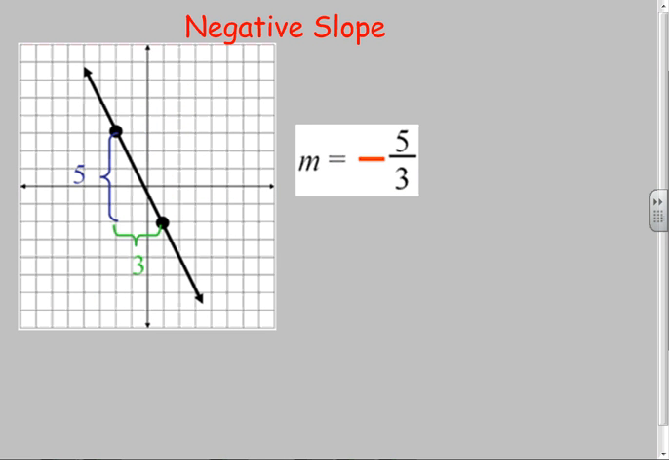So, why is that a negative 5/3? It doesn't matter where you start. Do you want to do the rise or the run first? I guess some people like to do the rise. Let's start at this point. We can do it both ways. And we're going to go up to this one. How many spaces have we gone up?